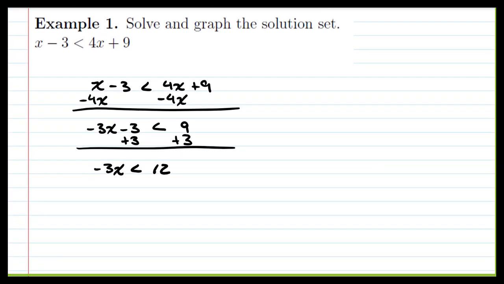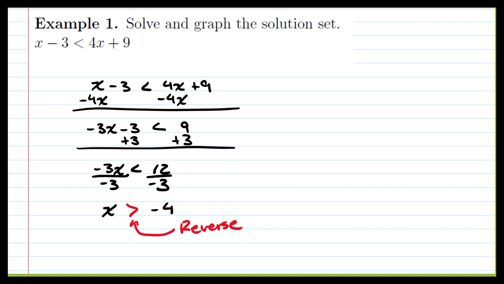And now, in our last step, we need to divide both sides of our equation by negative 3. And when we do so, we get our x, and 12 divided by negative 3 is negative 4. But since we divided by a negative, we had to reverse our inequality. So our less than symbol reversed and became a greater than symbol.